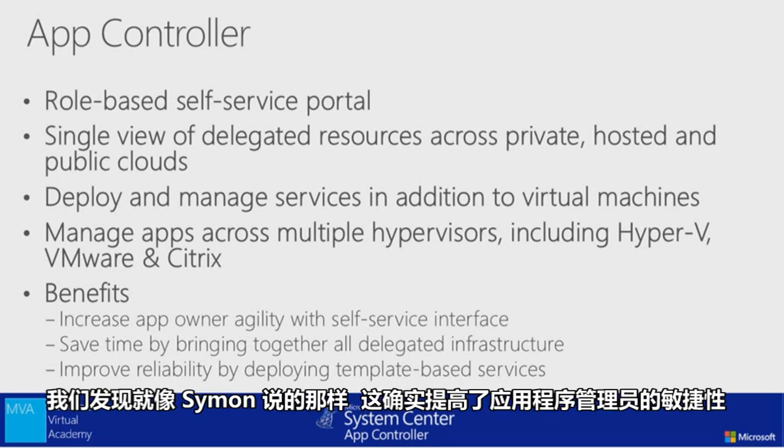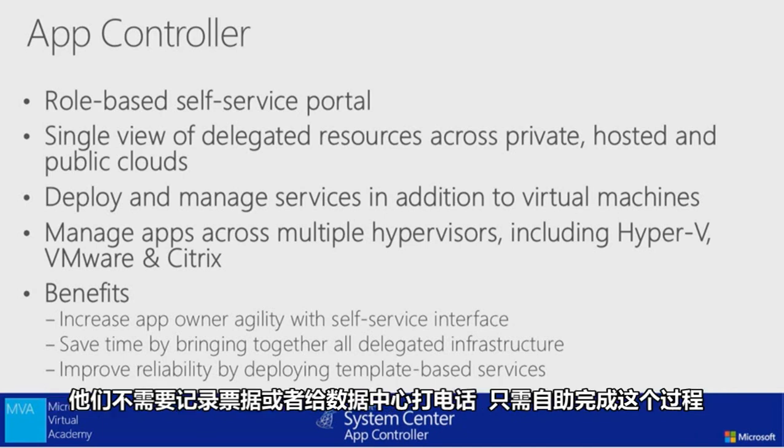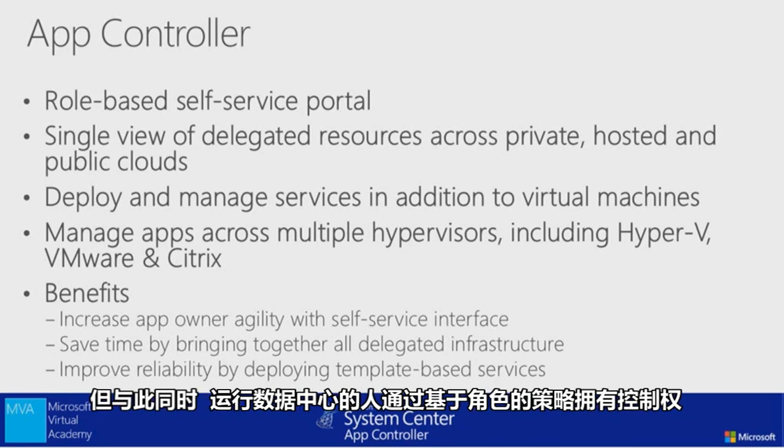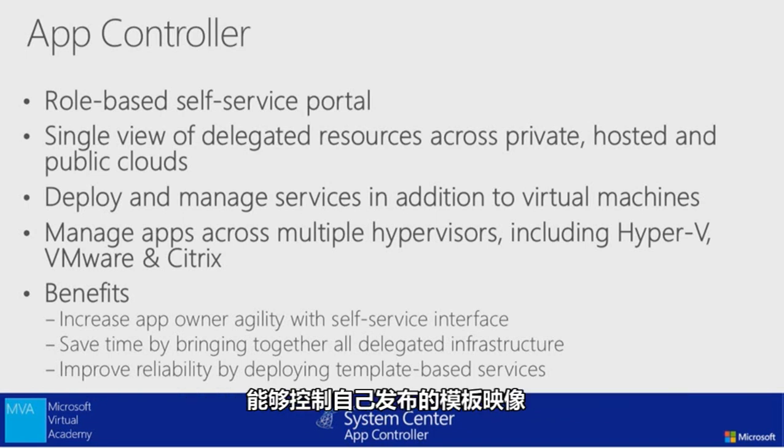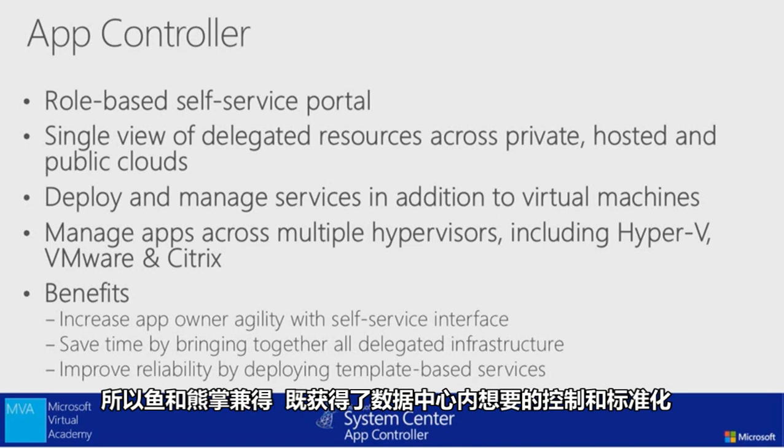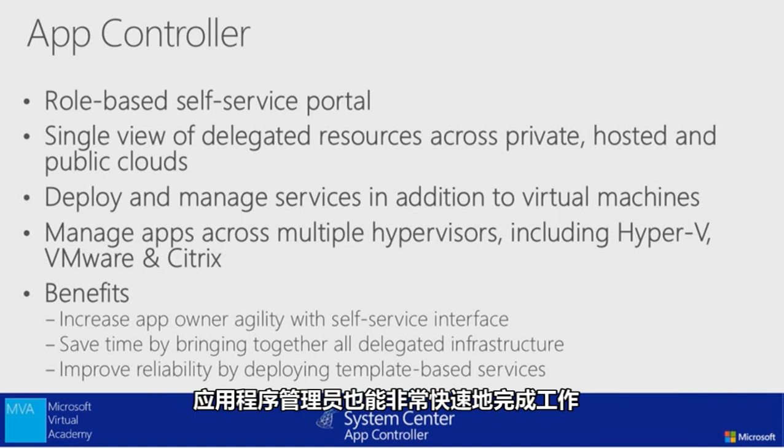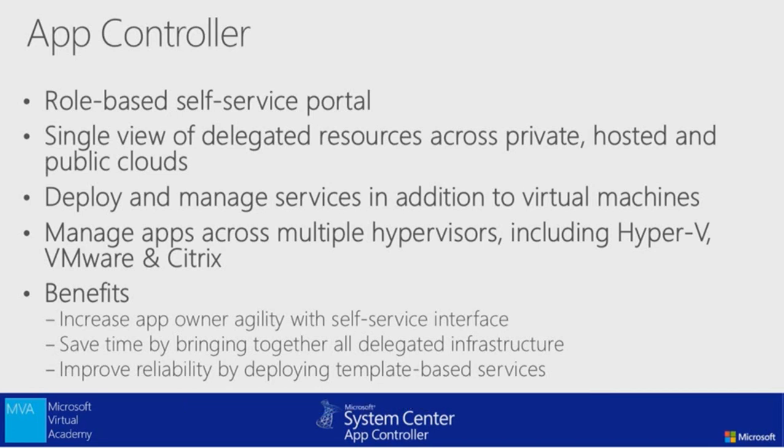And we find that lots of folks, as Simon said, this really increases the agility of those application admins. They don't need to log a ticket or call the data center. They can just go and be helping themselves through this process. But at the same time, the person running the data center has control. They have control through these role-based policies. They have control through the gold images they publish. So you kind of get the best of both worlds here. You get the control and the standardization you want within the data center, and you get this agility of the application admin to really be doing their job in a very quick way.